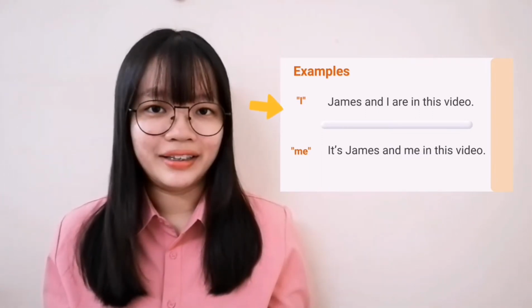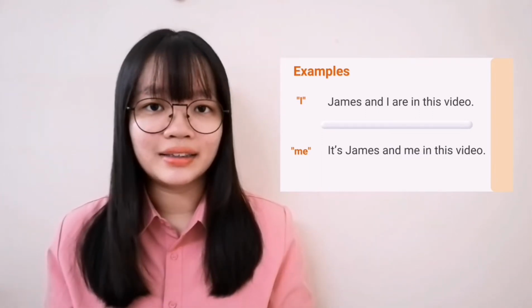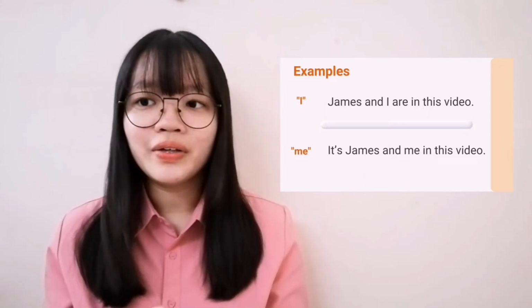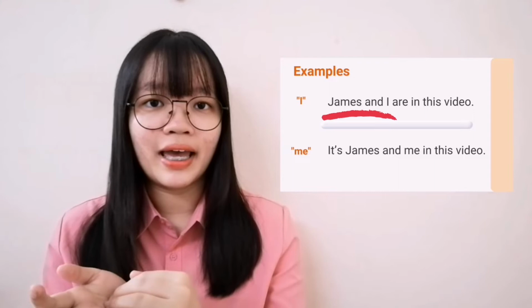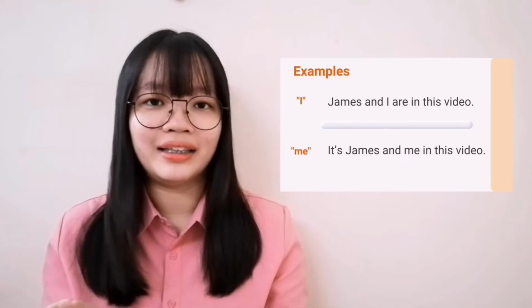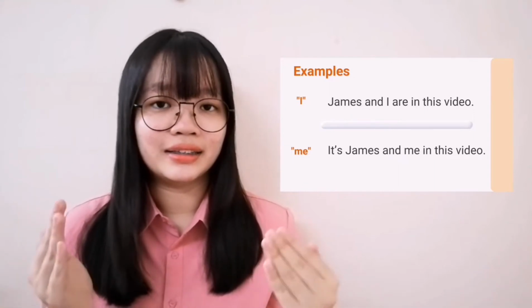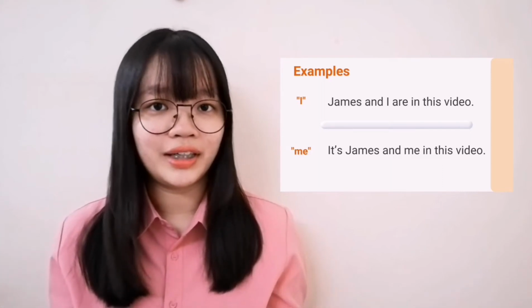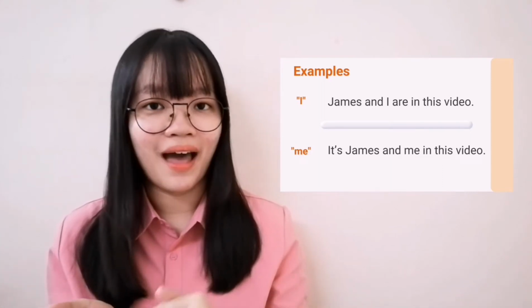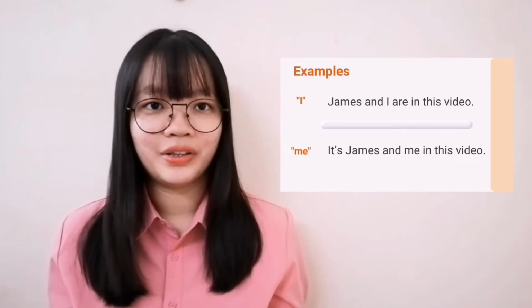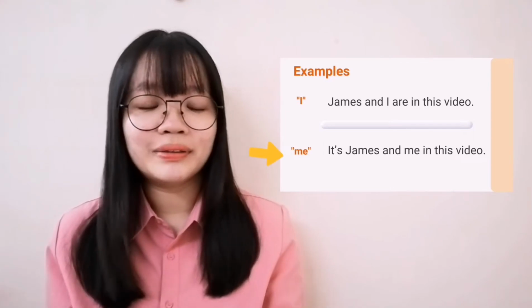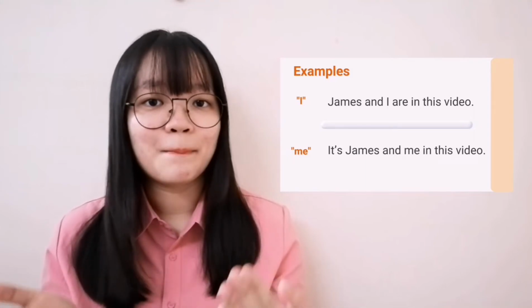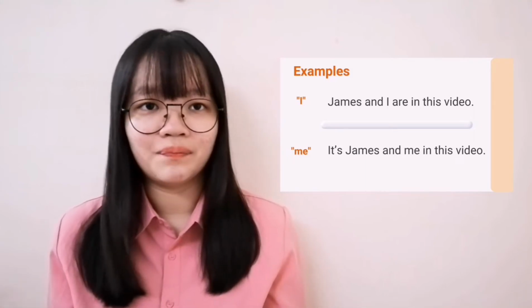James and I are in this video. So in this sentence, James and I or James and me. So we can see that both James and also I or me are the subjects in the sentence. So we need to use a subject pronoun which is I. James and I are in this video. The next one is James and me in this video. It's who? It's James and me. Why we use me? Okay.